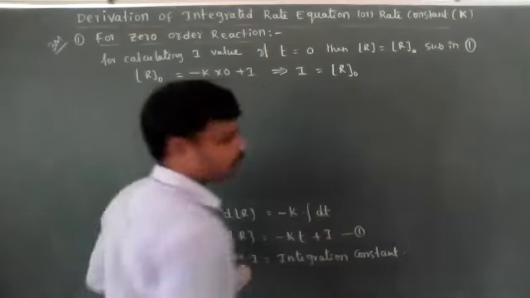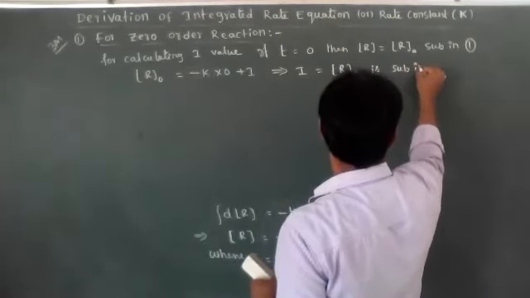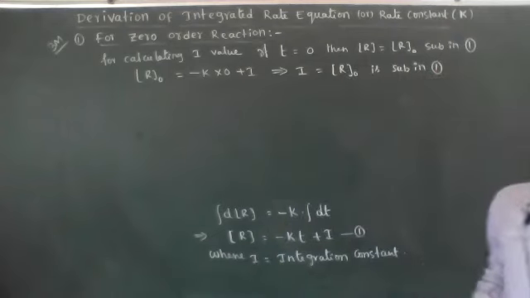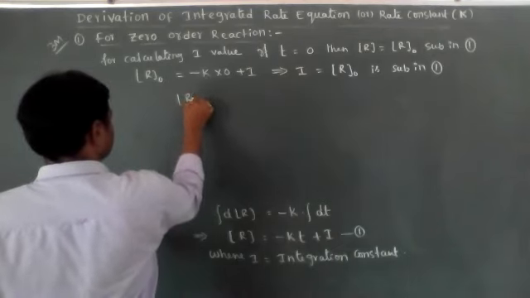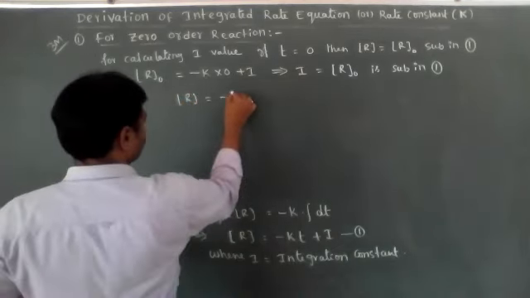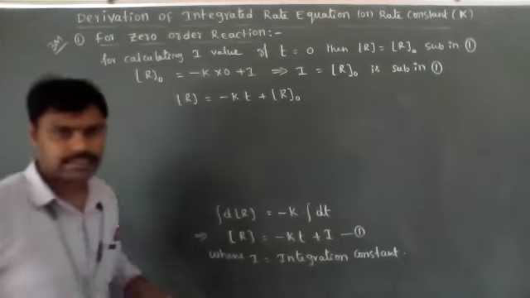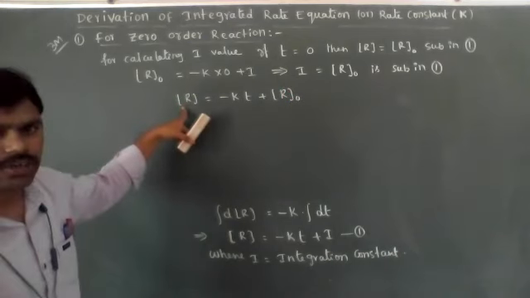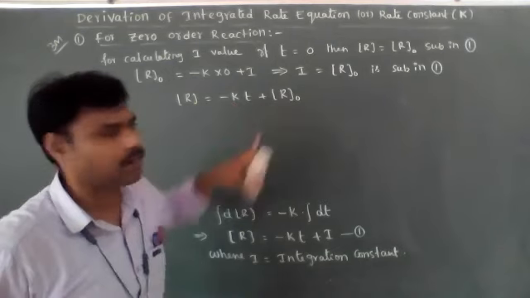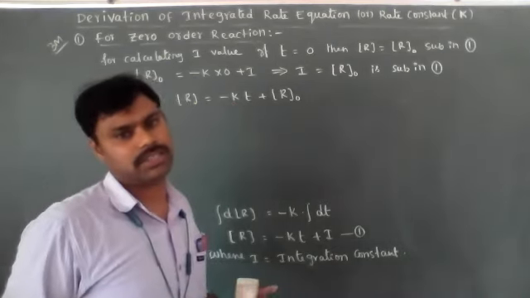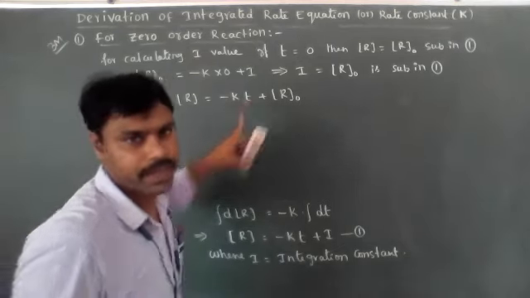So the I value you have to substitute in equation 1. In that equation 1, if you substitute, then concentration of R is equal to minus Kt plus the I value, R0. Okay, this is the main equation, dear students. Concentration of R, meaning final concentration of reactant, is equal to minus Kt plus R0, where R0 is called initial concentration and R is the final concentration of reactants at time t.